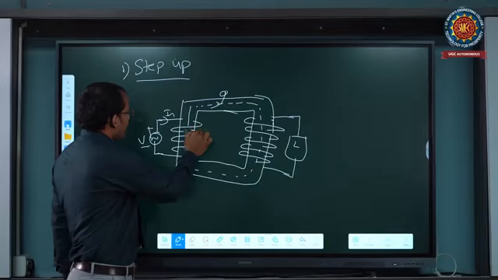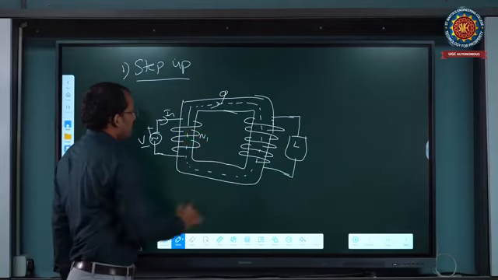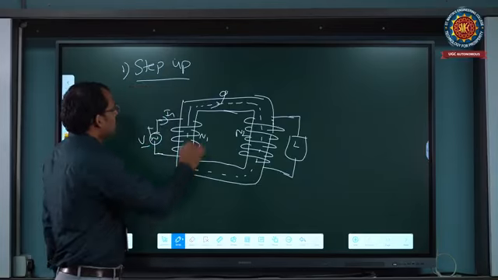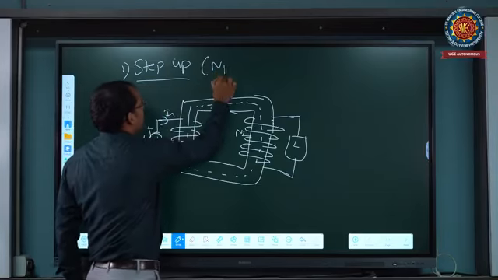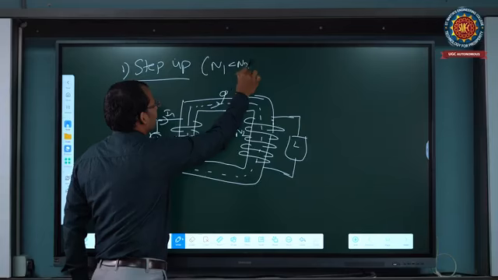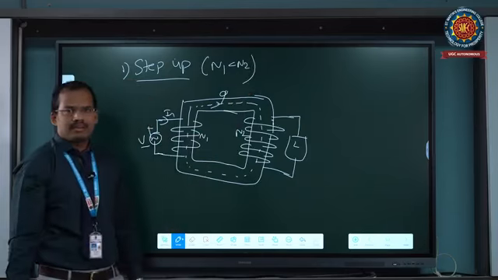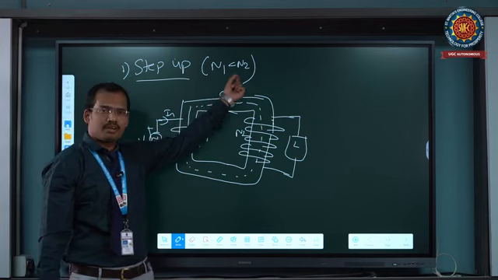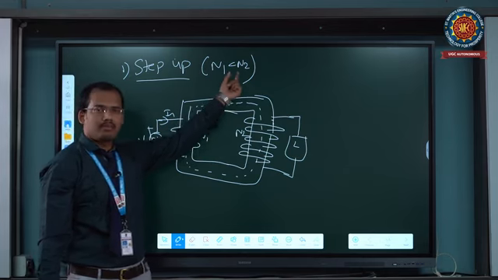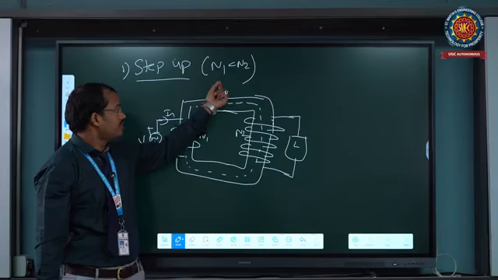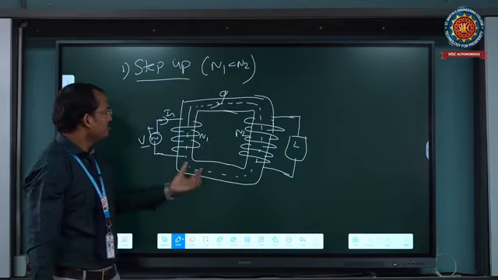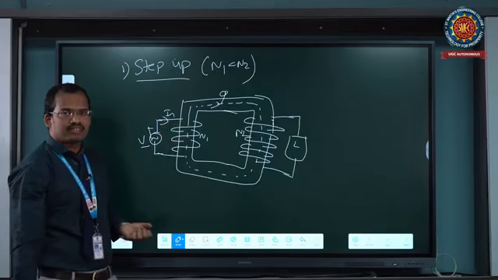So the primary number of turns is N1, and the secondary number of turns is N2. Step up means N1 is less than N2. Here N2, the number of turns, is more compared to N1. So this is the step up transformer.